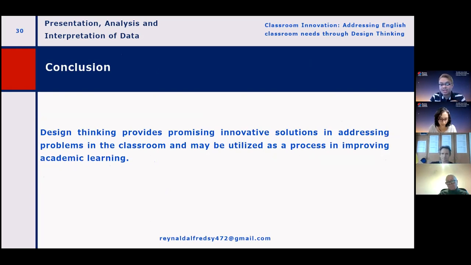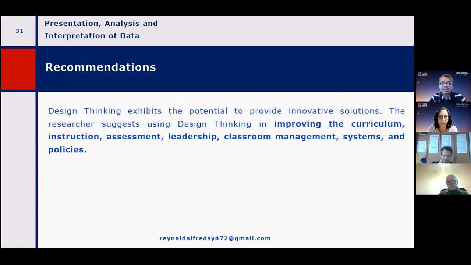This is not only limited to assessment. It can actually be used and applied also in policy making, curriculum development, instruction, and in the learning process that we are delivering in our classrooms. So the recommendation is that design thinking exhibits the potential to provide innovative solutions. Thus, it suggests that in improving the curriculum, instruction, assessment, leadership, classroom management, and systems and policies, design thinking may be applied. It's a matter of sitting down and finding time to lay down and do the design thinking process.